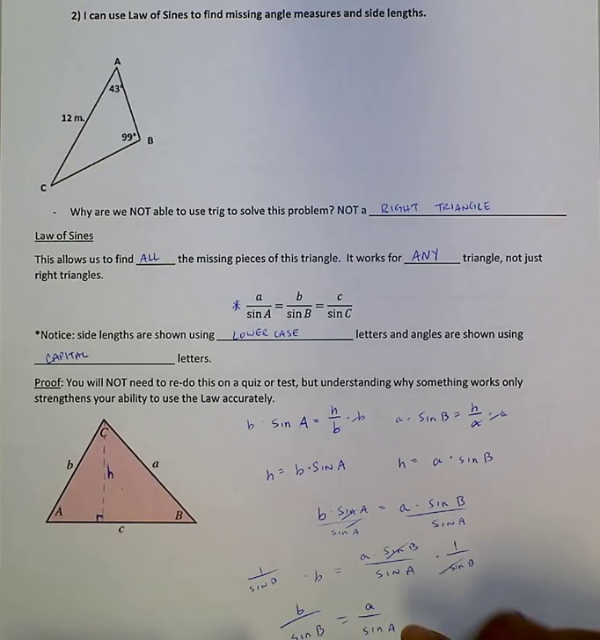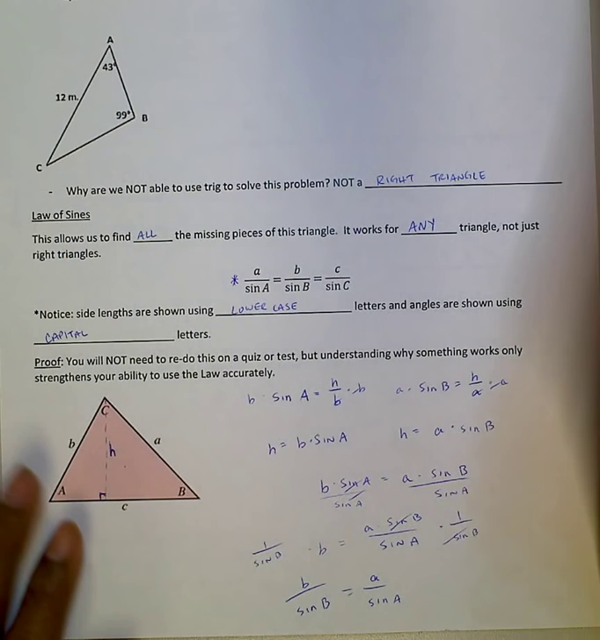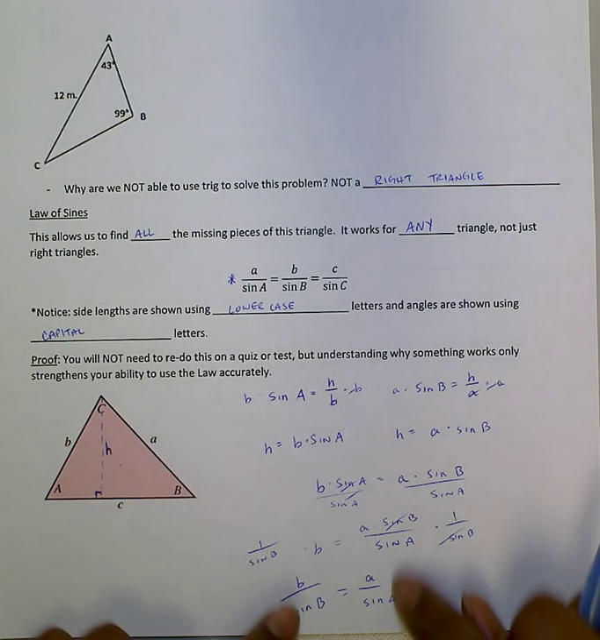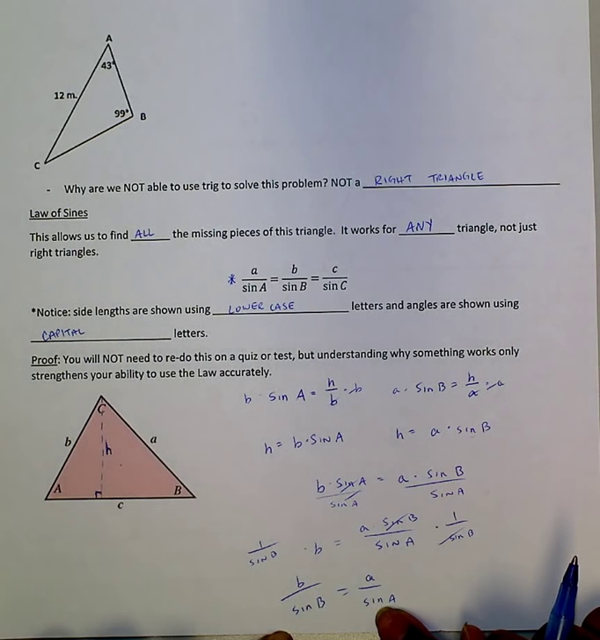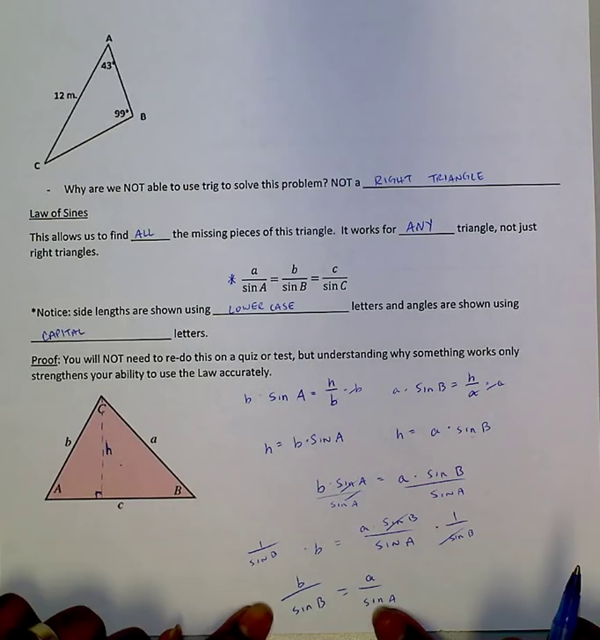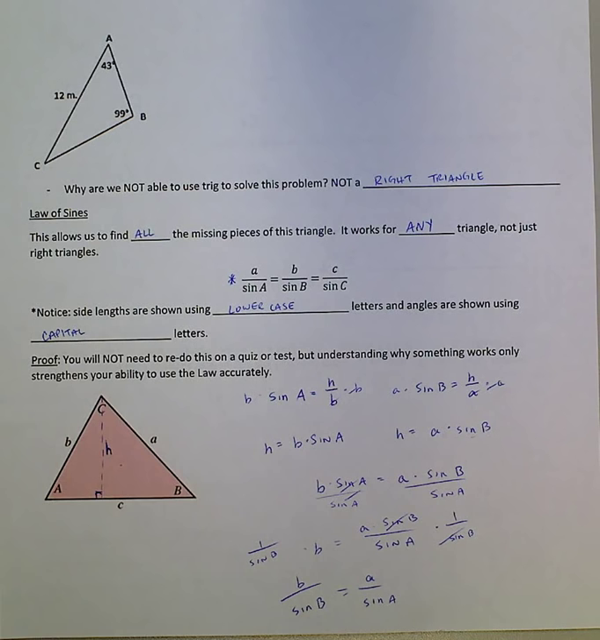And I could do the same thing with side C, but I really don't want to do that. I just want to show you why this works out that way. So it's not something that's just pulled out of thin air and somebody decided, hey, this works. It's algebraically provable that B over sine B equals A over sine A. We could do the same thing with C.